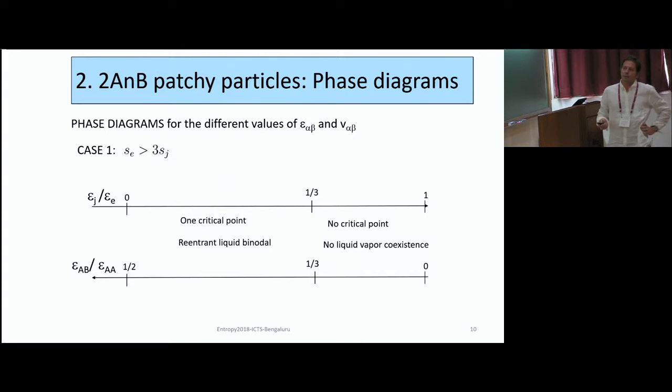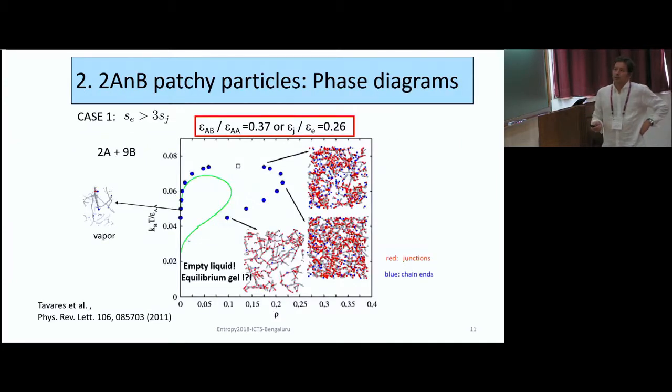So if the energy cost of the junctions is not too high, up to 1/3 when related to epsilon, the energy cost of the ends, you have one critical point and a reentrant liquid binodal. And if the energy cost of the junctions is too high, so that those attractions promoted by the junctions are not enough to make a liquid-vapor coexistence, you have no critical point. So this is the phase diagram.